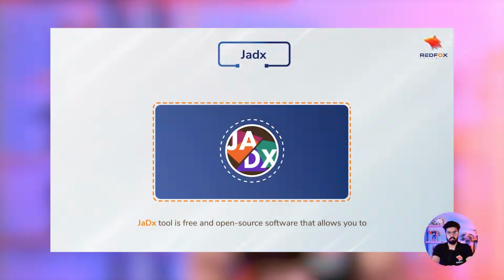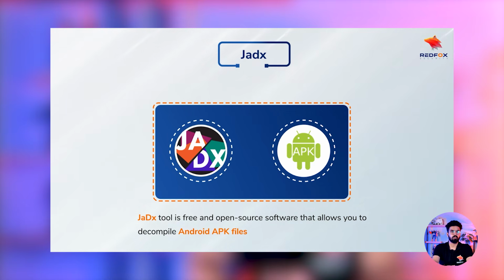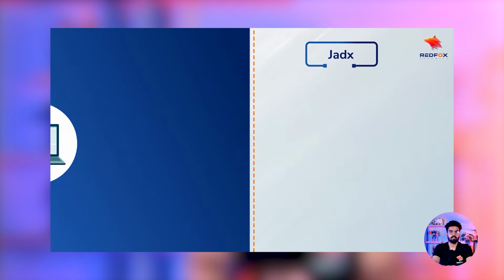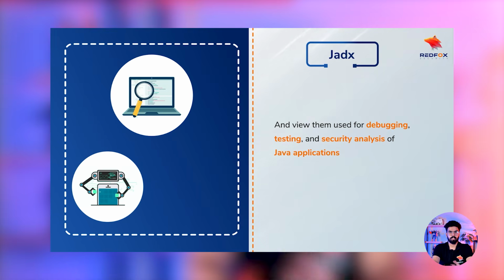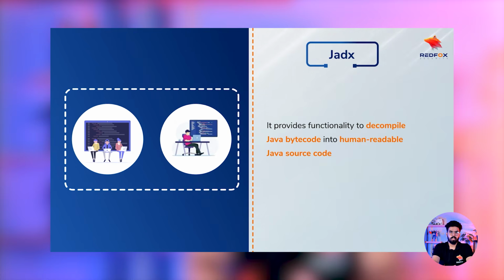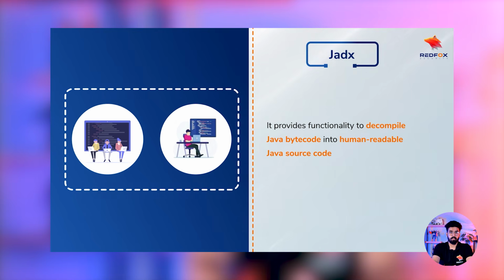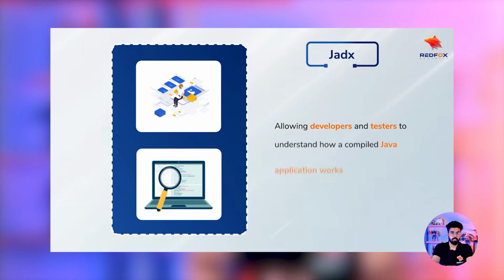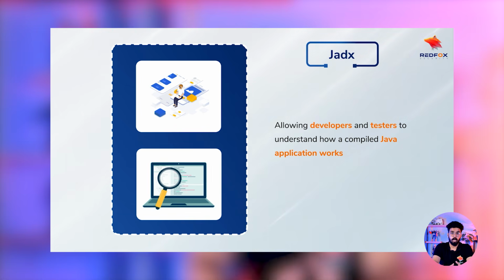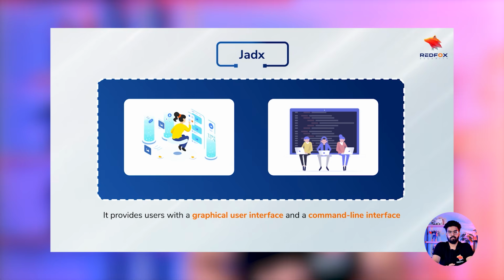Let's get started. Jadx tool is free and open source software that allows you to decompile Android APK files and view them, used for debugging, testing, and security analysis of Java applications. It provides functionality to decompile Java bytecode into human-readable Java source code, allowing developers and testers to understand how a compiled Java application works. It provides users with a graphical user interface and a command line interface.